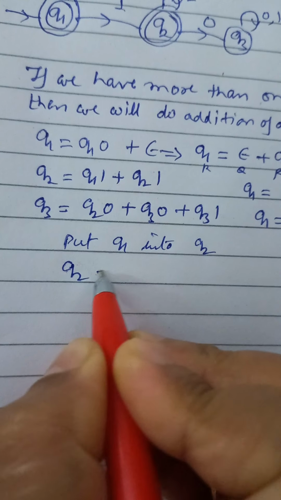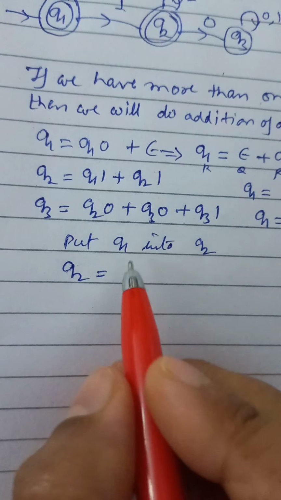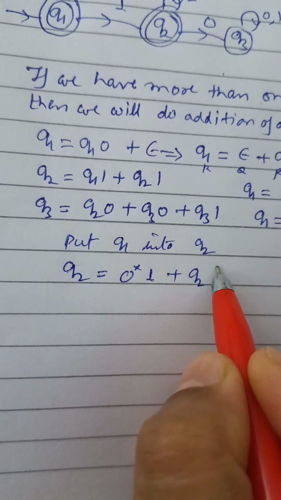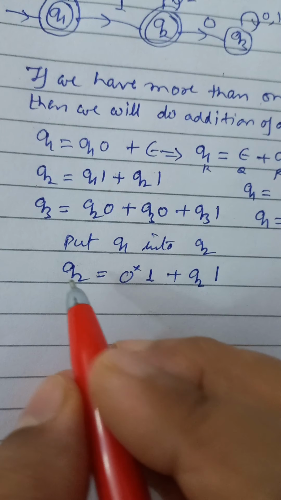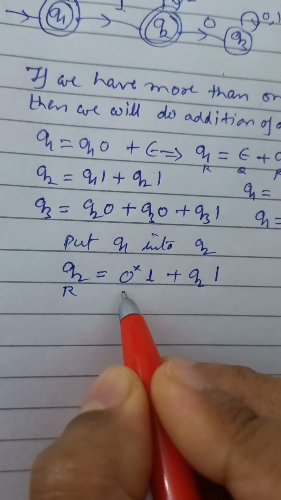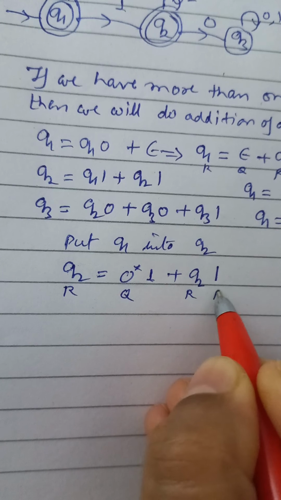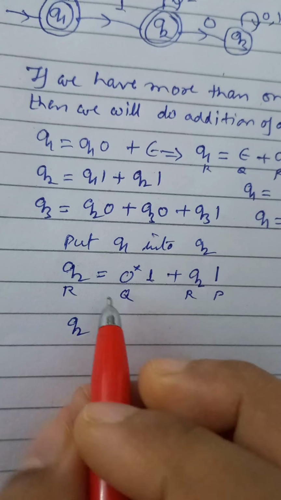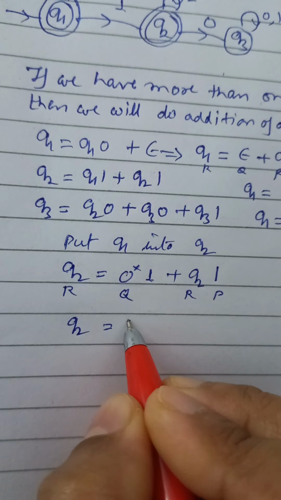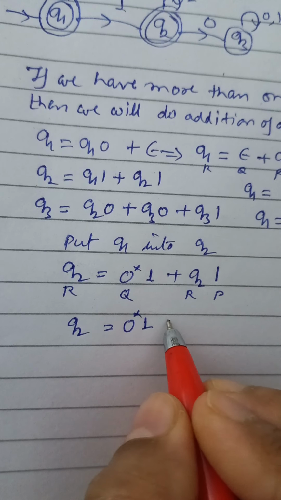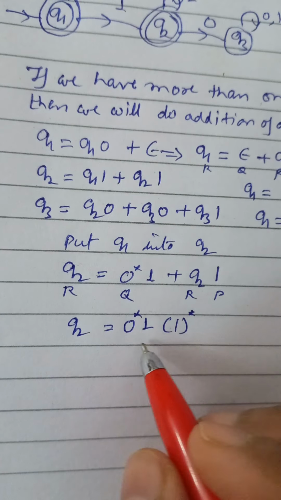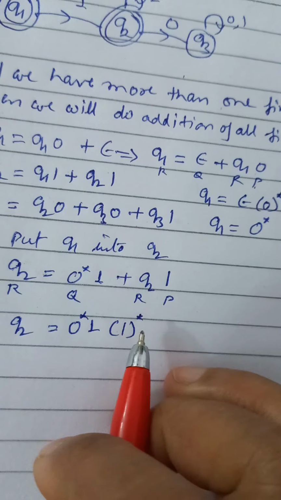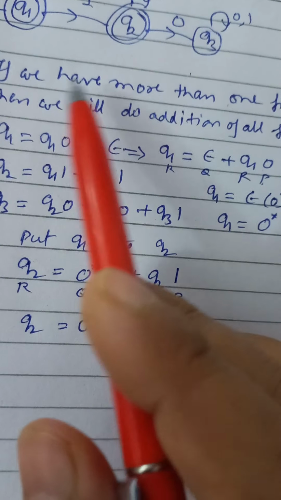So Q2 will be equal to Q1 value, which is 0 star 1, plus Q2 1. So this will be R, this will be Q, and this will be P from here. So we get Q2 is equal to QP star, which is 0 star 1 1 star. This will be the value of Q2. So now we know both the Q1 value and the Q2 value, and we need to find the final states of this machine.